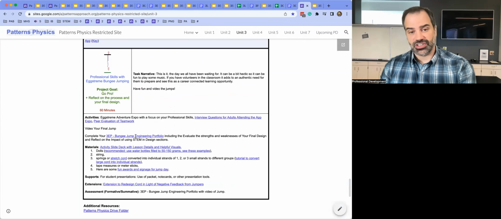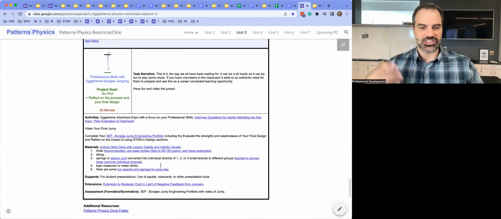And then of course they finish their bungee jump engineering portfolio and submit that. So a lot of structure there. There's also some fun awards and signage for the jump day, just to make a big deal out of it. It's just all meant to be fun.